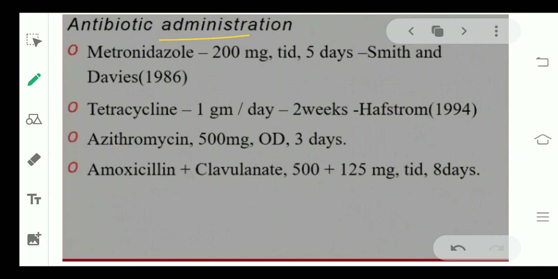Antibiotic administration has to be given to the patient to control the spread of infection. You can either give metronidazole, tetracycline, azithromycin, amoxicillin plus clavulanate. These are some of the antibiotics which can be administered with their doses here.